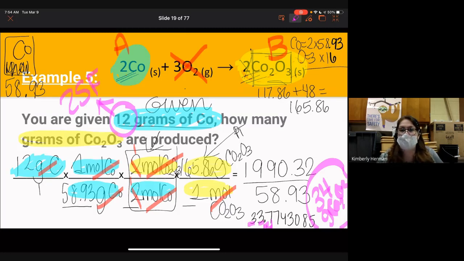So if we're doing grams to grams, we're going to see that we have 4 steps, but it always follows the same pattern. We have our grams given, molar mass per 1 mole, mole ratio from our balanced chemical equation, and then we end by multiplying by molar mass. So what this means is that if you had 12 grams of our given, you would make 34 grams of our product. And that's reaction stoichiometry for you. Thanks for watching.